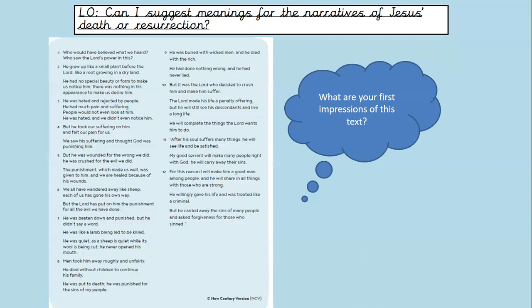So looking at this text here, why did Jesus sacrifice himself? Why did he have the ultimate sacrifice? What led up to that? Why was he God's servant? And then I want you to link this with ideas of freedom and justice.